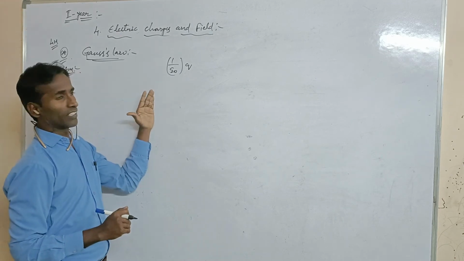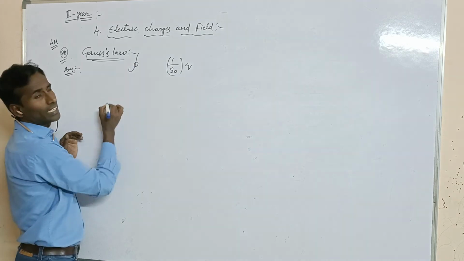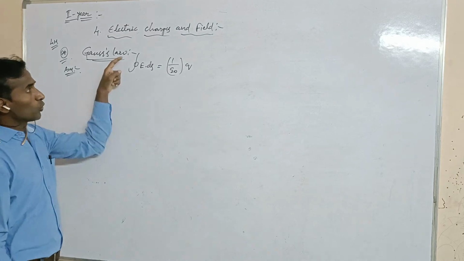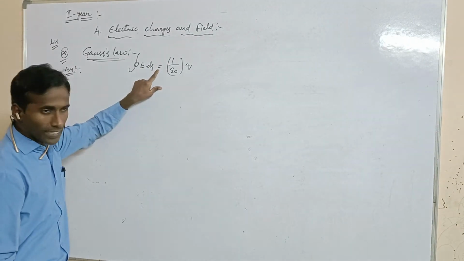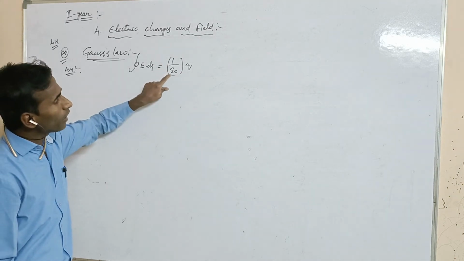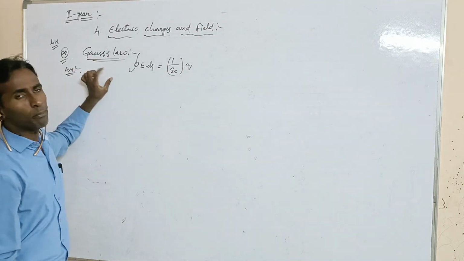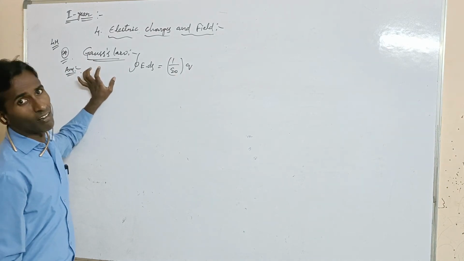Once again I am telling you, the total electric flux, the closed integral of E dot ds, through any closed surface is equal to 1 by epsilon naught times the net charge. This is called the statement of Gauss law. Okay.